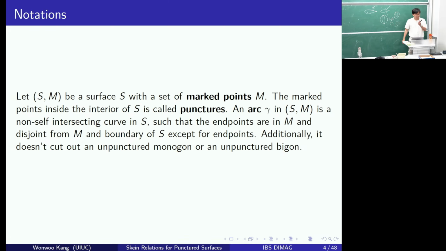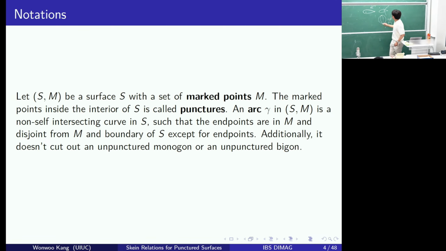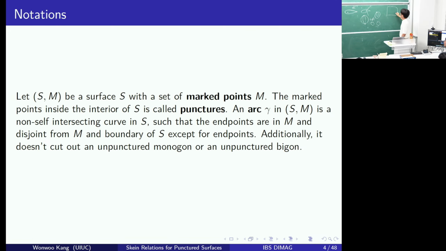So I have a question. What do you mean by unpunctured monogon? If we have a surface like this, and a puncture like this, if the monogon encloses a puncture, it's fine. This is allowed, and we can call this an arc. But if we have this and then like this, then it's no arc, because it's cutting out an unpunctured monogon.